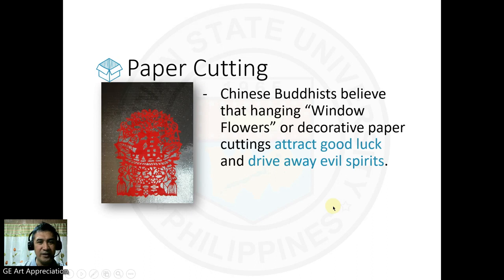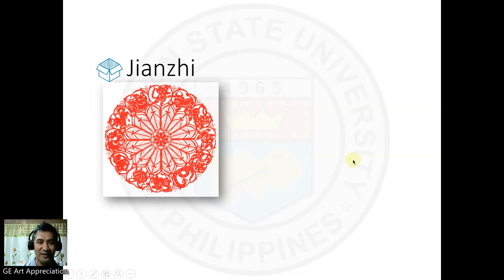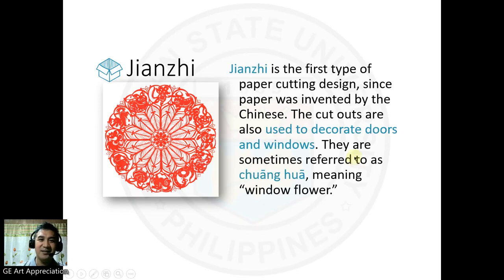Okay. So, Chinese Buddhists believe that hanging window flowers or decorative paper cuttings attract good luck and drive away evil spirits. Yes, I do have this one in my room, sa aking bedroom. Okay, or minsan doon sa aming main entrance, we put it there. Okay, again, the decorative paper cuttings attract good luck and drive away evil spirits. And again, take note of the color, it is red. Janzi. Okay. Janzi. This is the first type of paper cutting design since paper was invented by the Chinese. The cutouts are also used to decorate doors and windows. They are sometimes referred to as shuanghua, meaning window flower.